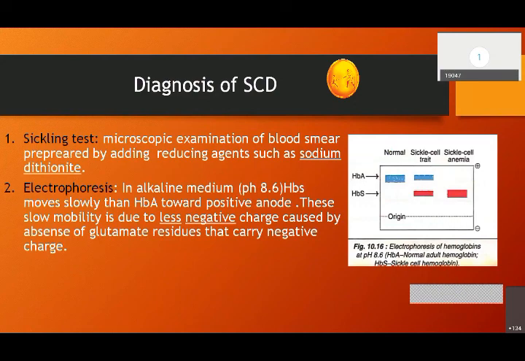And second is electrophoresis. In this, in the alkaline medium, that is pH 8.6, see the figure of electrophoresis. First, we will load the samples at the origin, the samples of HbA and HbS. After allowing the current, we can see that HbA will show fast mobility towards the positive, that is the anode, but HbS shows slow mobility because it has valine, which is less negative than glutamate. That's why HbA reaches the anode side, the positive side, first, because it has glutamate in it.